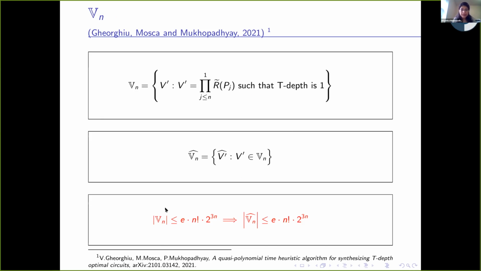And we show that the cardinality of this set is at most n factorial times 2 to the power 3n. This n is like the number of qubits.